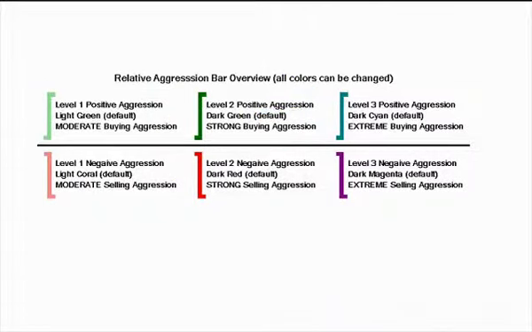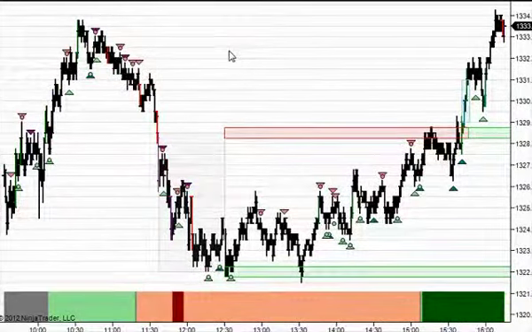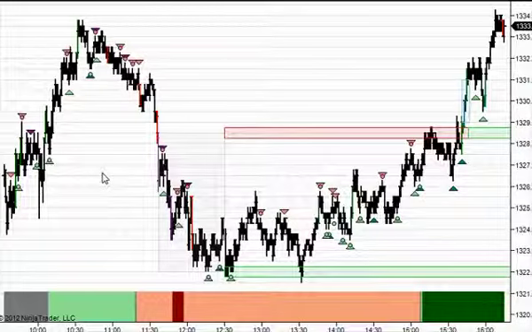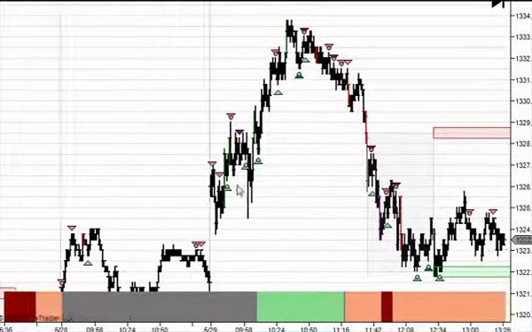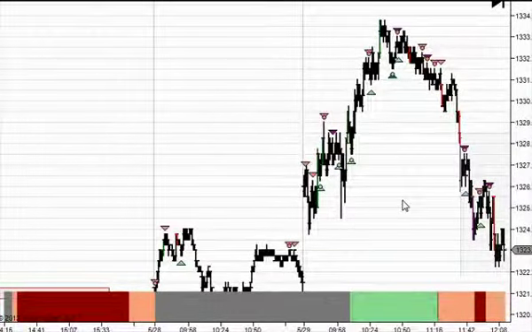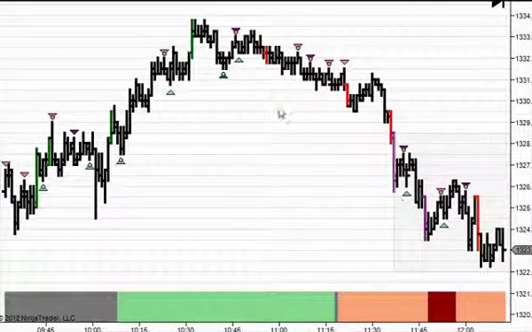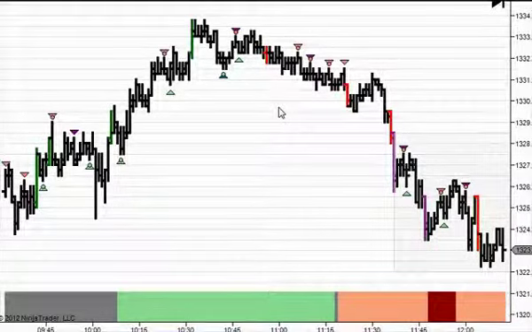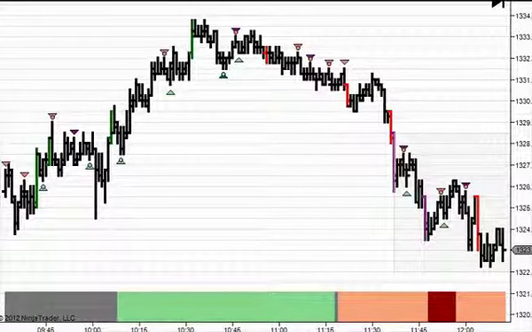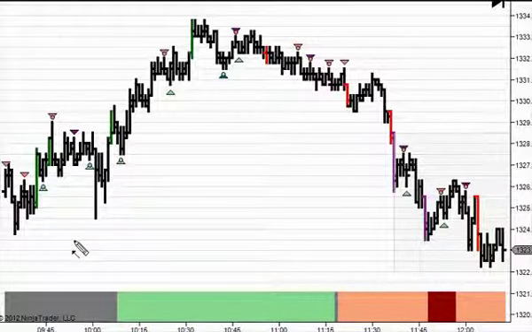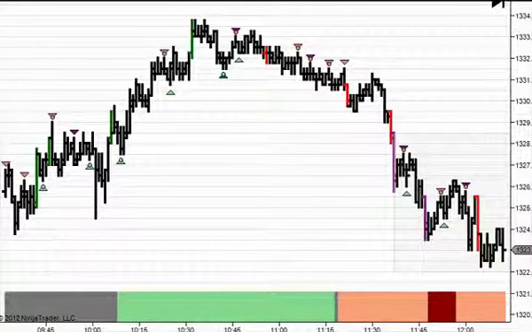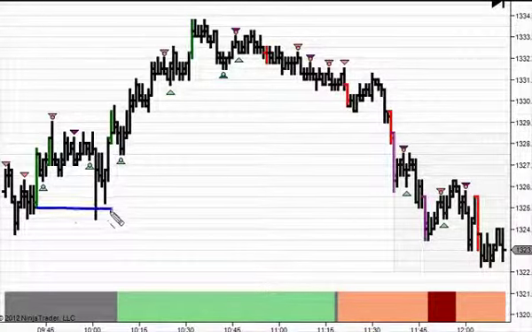So if we go back to the chart, I'm going to zoom in on the first half and then the second half of the day and talk about how these relative aggression bars really tell the story about what's going on in the day. Early on, I've taken off the level 1 buying and selling aggression bars and just left the level 2 and level 3. When we have one of these level 2 or level 3 buying or selling aggression bars, we want to see what happens, because our expectation is that for a buying level 2 or level 3, the low will hold.